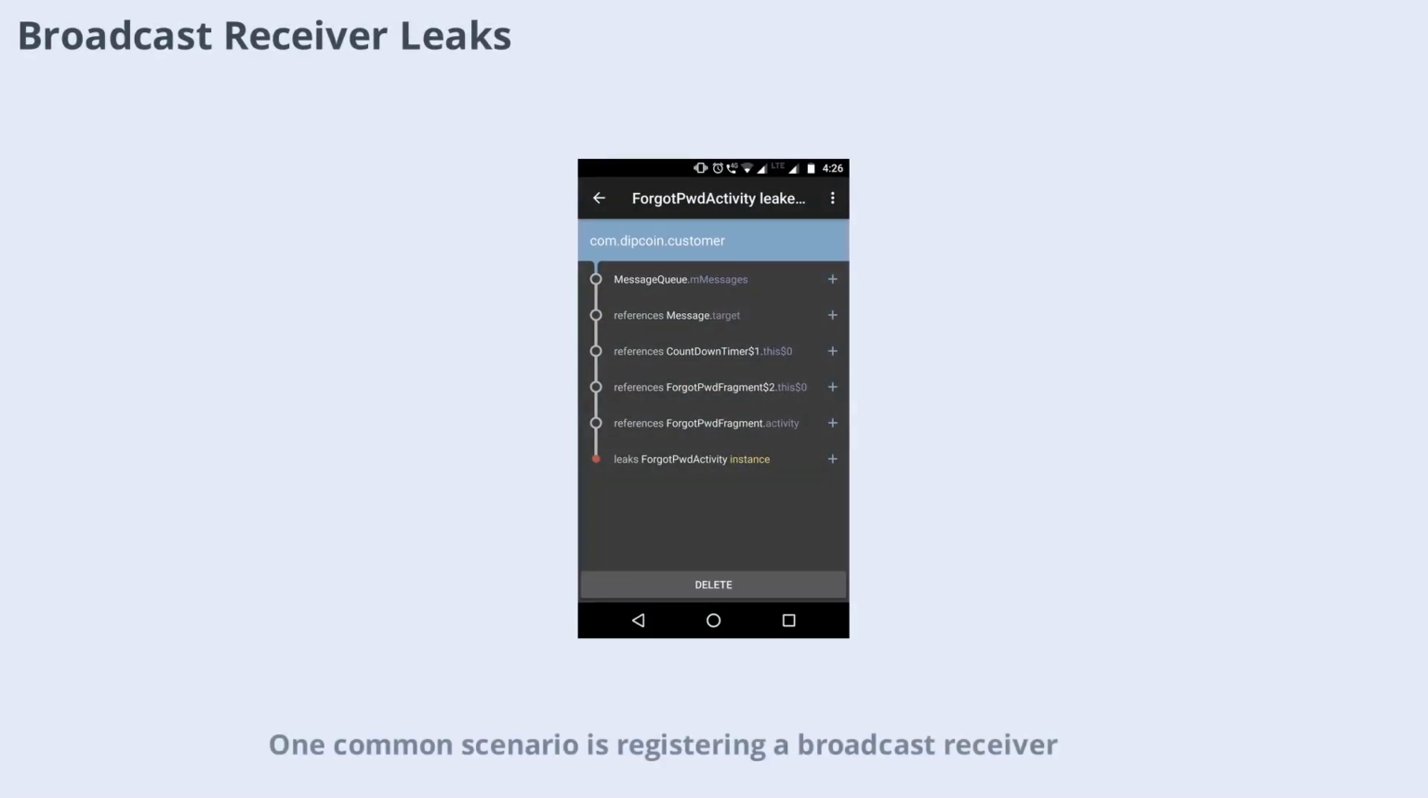One common scenario is registering a broadcast receiver in an activity but forgetting to unregister it. When the activity is closed, the receiver still holds a reference, preventing garbage collection. This can cause the activity to linger in memory, leading to leaks. Always unregister receivers in onStop or onDestroy to ensure proper cleanup. Register receivers in onStart or onResume for best practices.